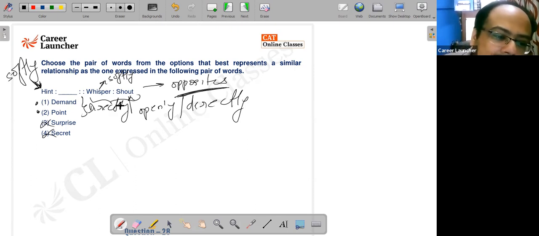When I demand, a demand is a direct demand. Pointing is something that is done directly. So from the perspective of directly, both these options are correct. But I still have to choose a better option, right? So if you have a look at what is common in all the three words, the common thing in all the three words is that it is something that is verbal in nature.